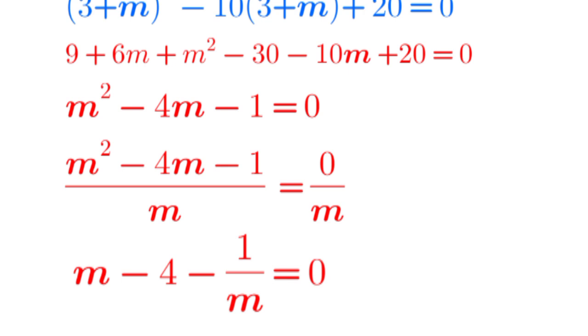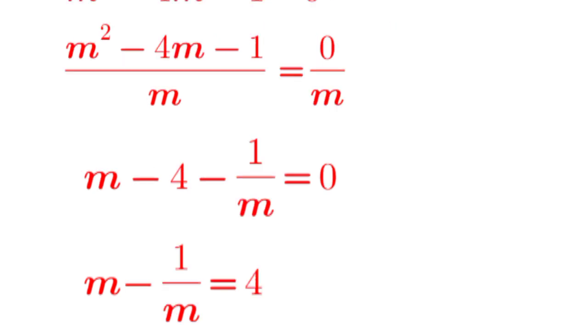Now, the next step we are taking is trying to make m minus 1 all over m the subject of the formula. So we are going to try getting rid of minus 4. So how do we do this? We add positive 4 to both sides of the equation. So this will give us m minus 1 all over m is equal to 4.